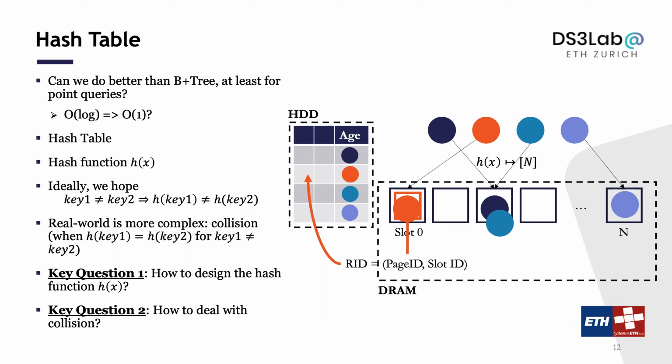So essentially there are 2 fundamental questions we need to understand. The first fundamental question is how to design the hash function. The second fundamental question is how to deal with collisions when 2 different objects are hashed into the same bucket.